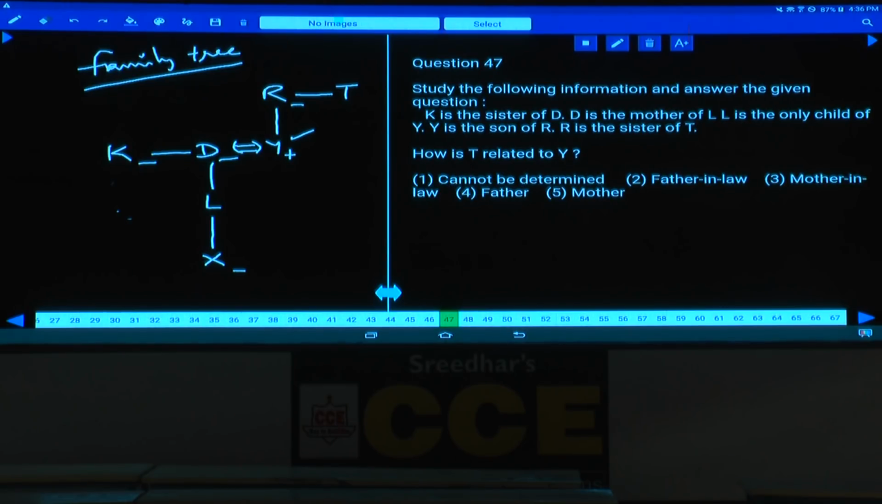Then 47. How is T related to Y? Tell me how T is related to Y here. The gender of T is not known. If T is a male, that is Y's mother's brother, uncle will be the answer. Or if T is a female, then T is the aunt. The answer could be either uncle or aunt of Y. As you are getting two different answers, it cannot be determined.